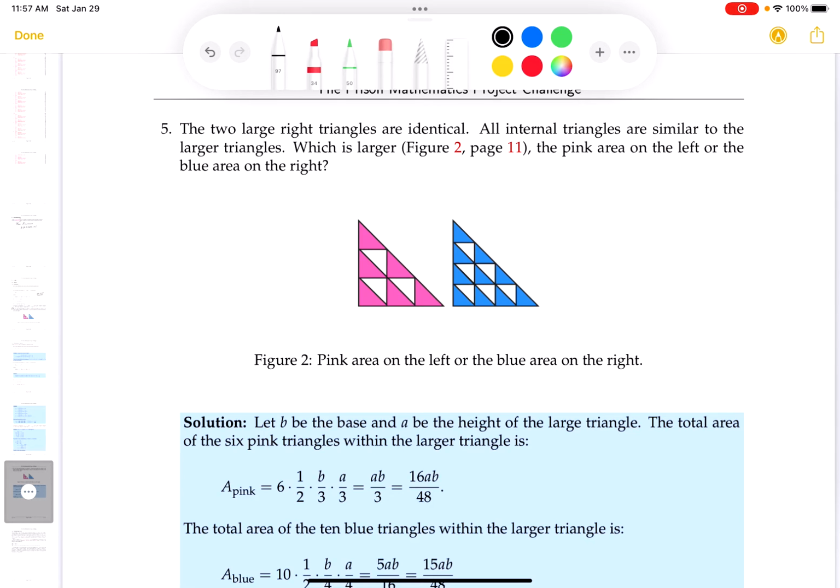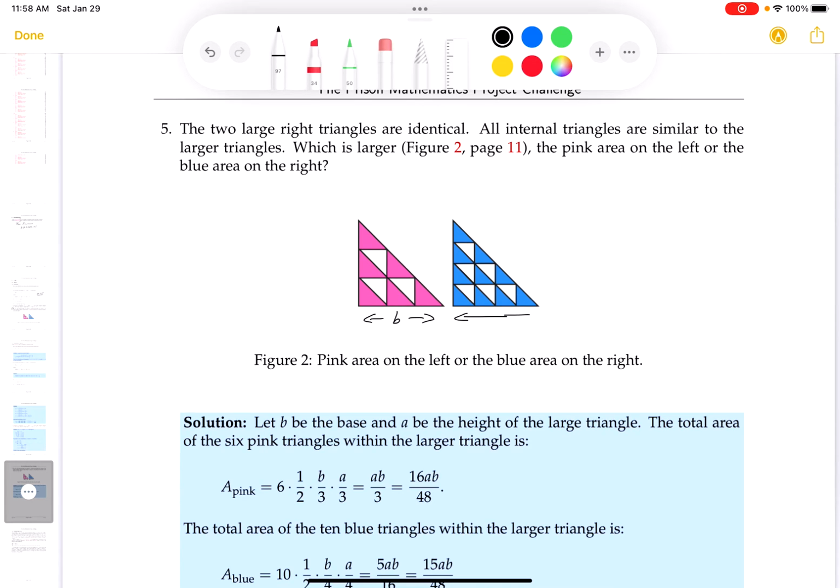So I see those 2 large right triangles, and they said they're identical. So what does that mean? They both have the same base. I'll write that down for you. I don't know what the base is, so I'll simply say the base is the same in each case.